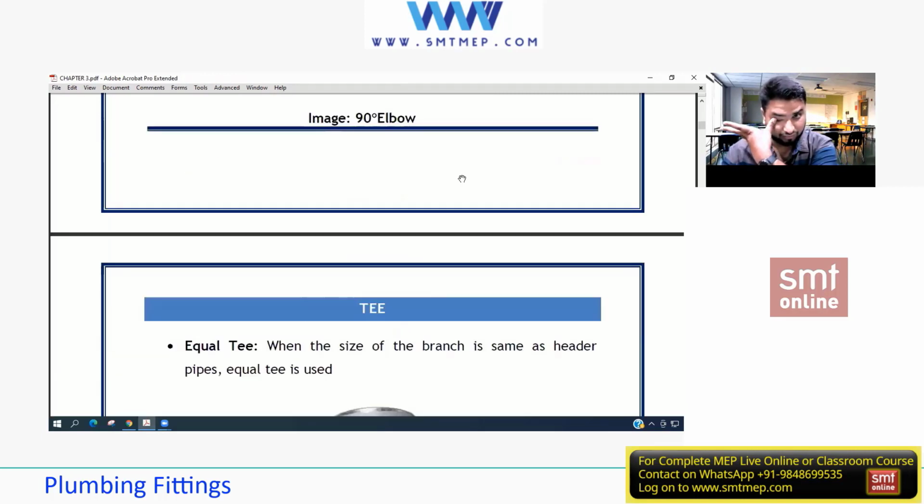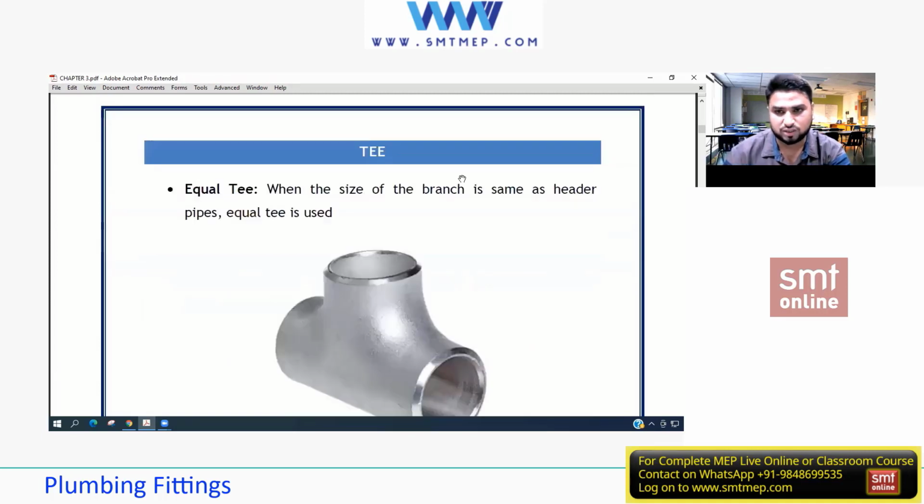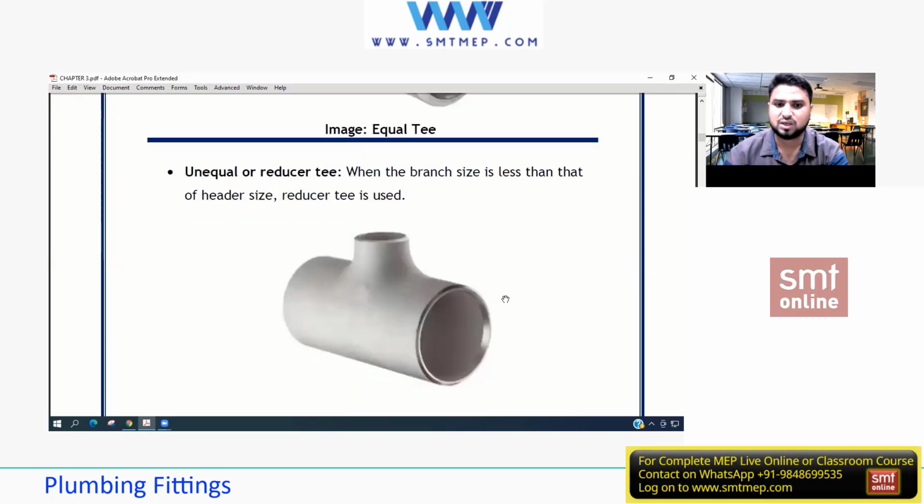After that, we have checked the T. In that we have 2 kinds of T. And you know, a T is something which connects 3 different pipes, isn't it? One is an equal T, another is an unequal T. So we have seen this is equal, this is unequal. You can see the shift in diameter, that's why it's an unequal T.